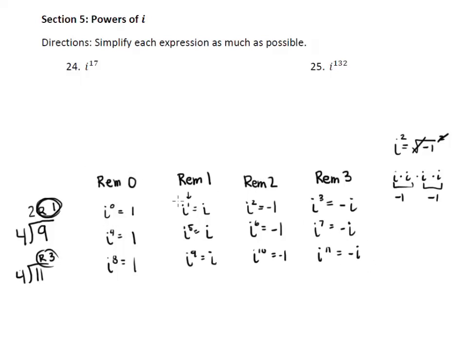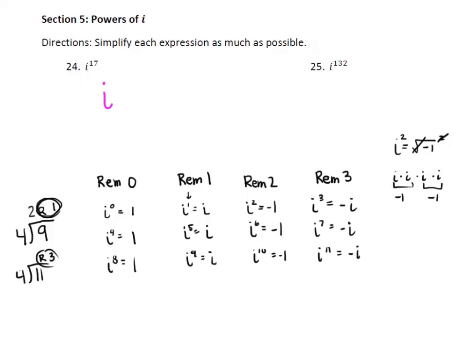So my little shortcut for these two problems up here is I just have to divide these by 4 and figure out what the remainder is. So let's do 17. My first question would be, is 17 divisible by 4? No, it's not. But is there a number close to 17 that's divisible by 4? Yeah, 16 is. So 16 would be a remainder of 0 and would be in this column, which means i to the 17th would be in this column. When I divide 17 by 4, I get a remainder of 1. So my answer here is i.